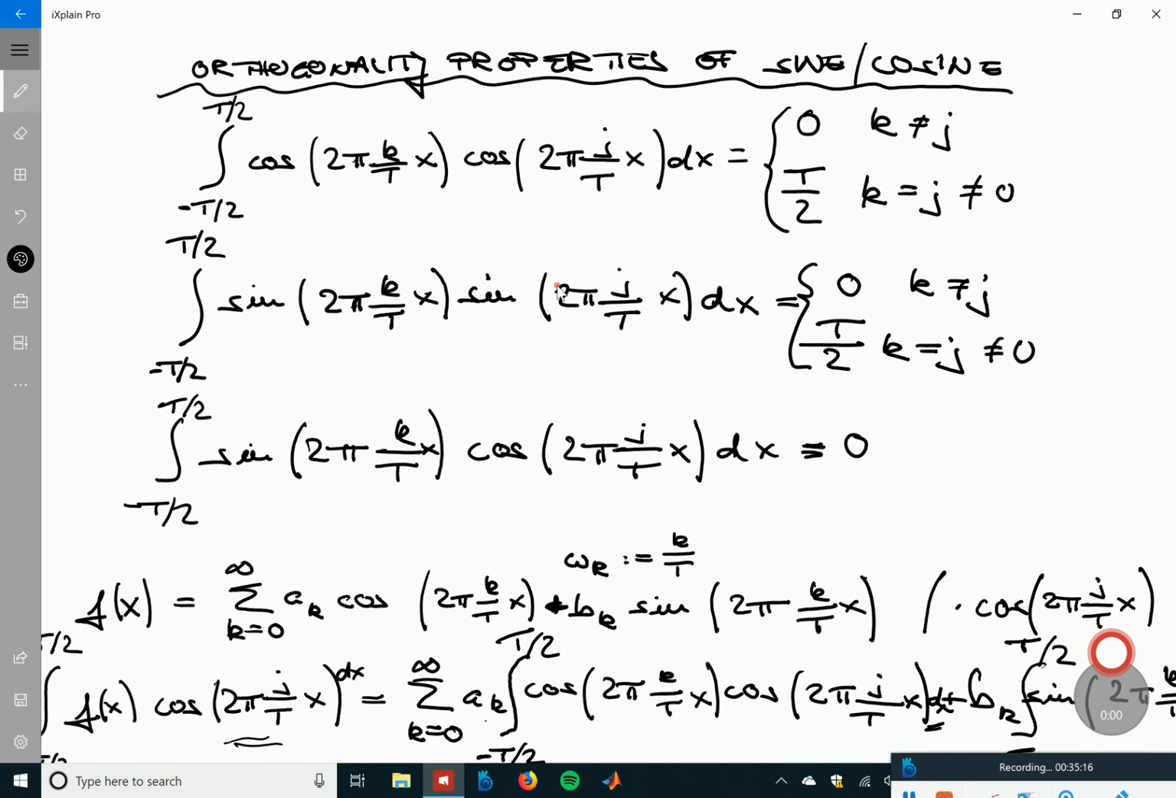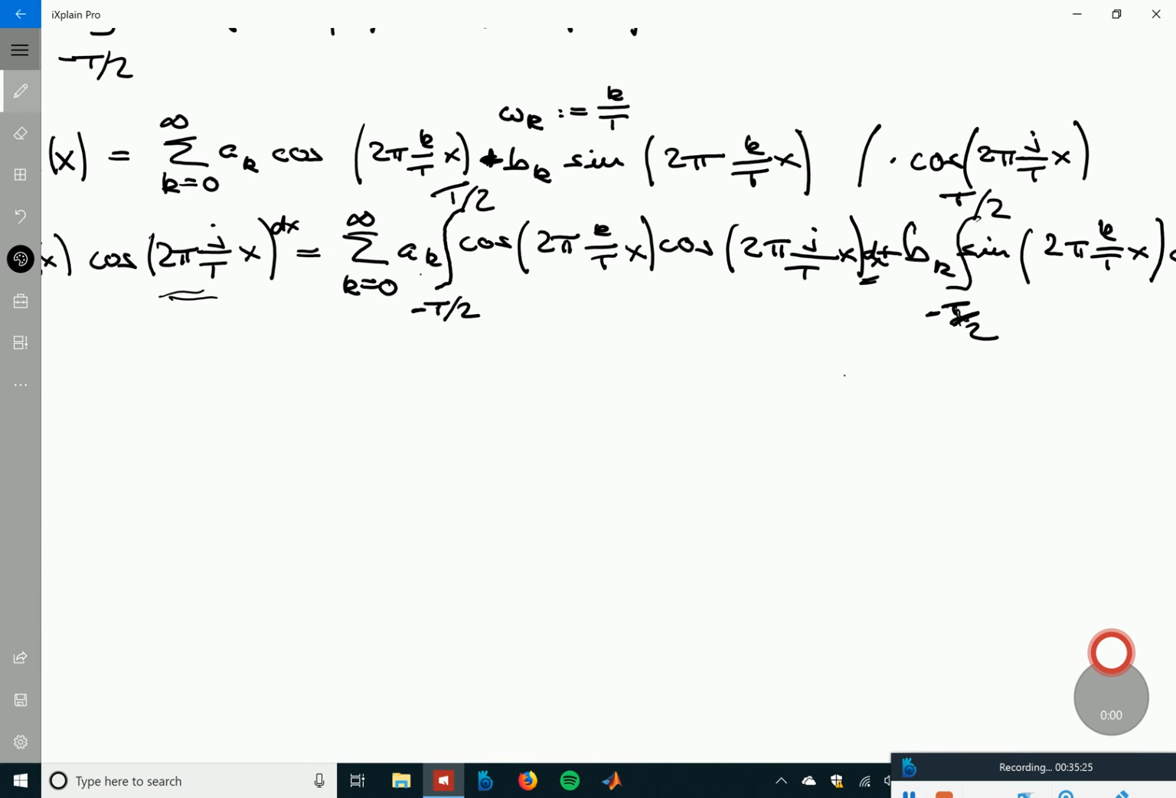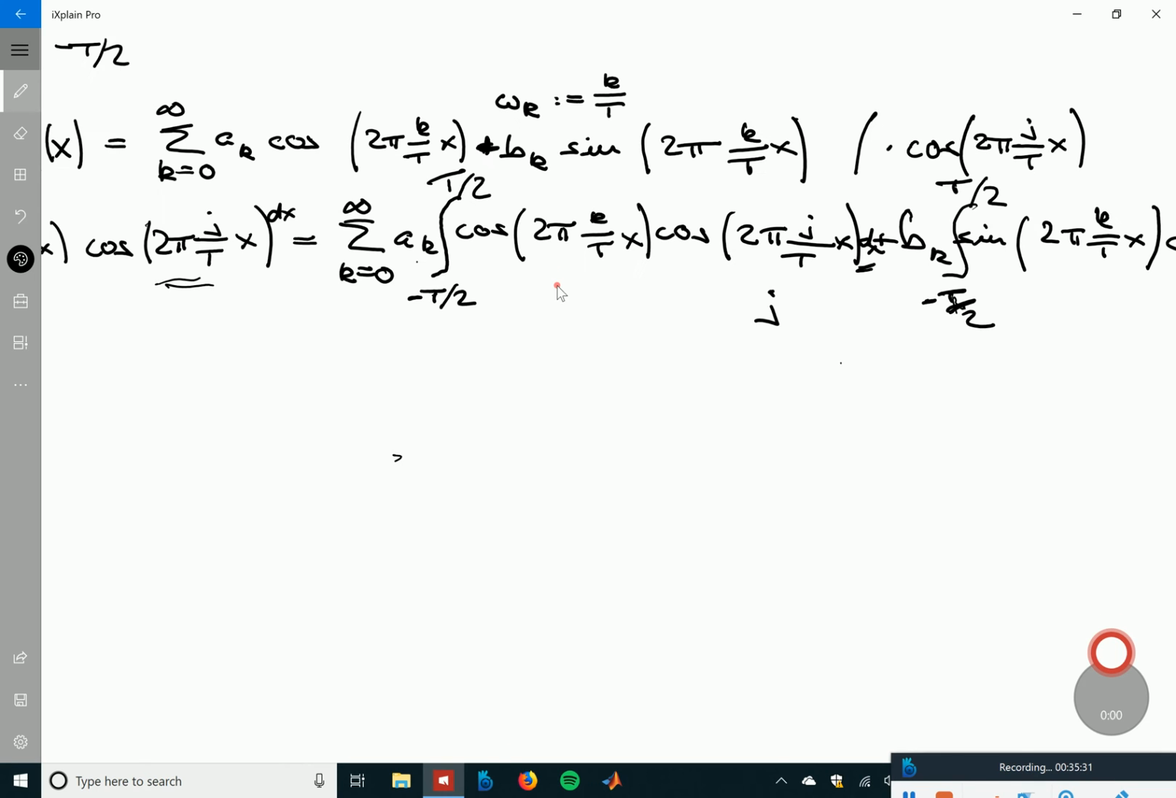We know, for example, for the cosine, that if they don't have the same circular frequency, then these integrals are zero. Now we have to think again what happens here. This j was arbitrarily chosen, and this k runs from 0 to infinity. So j is, for example, 10.